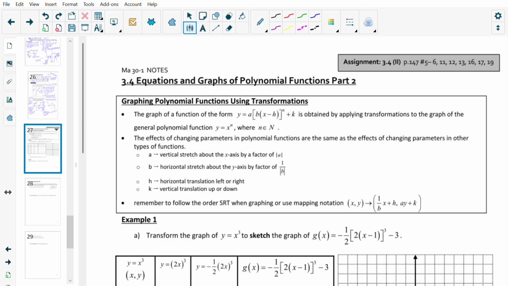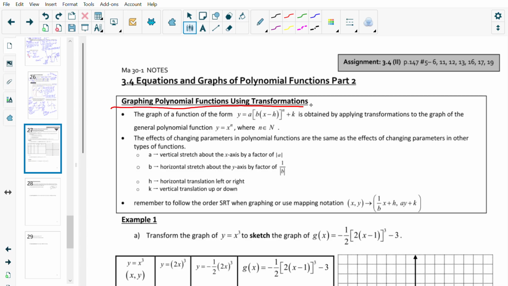So for this first section, example 1 and 2, we're going to use what we learned from our transformations unit to see how we can sketch graphs or look at the characteristics and analyze the characteristics of a polynomial function. Okay, so here's the starting point. Let's read through a couple of definitions.